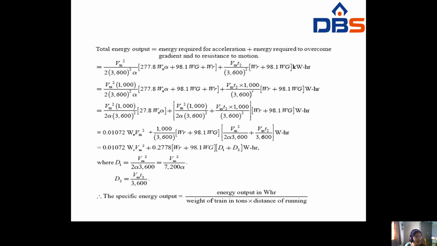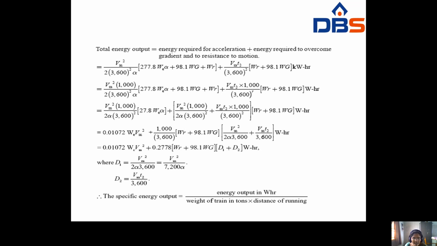Energy required for acceleration is (Vm/3600)² × (1/2) × (277.8 We α + 98.1 Wg + Wr). Similarly, the energy required to overcome the gradient and resistance to motion is (Vm T2/3600)² × (Wr + 98.1 Wg) kilowatt hours.